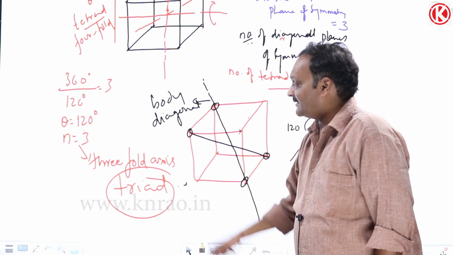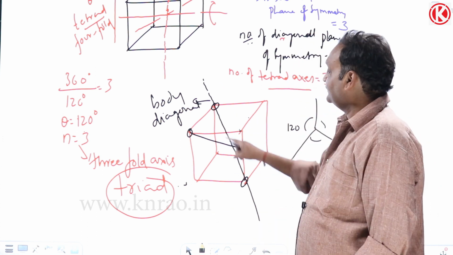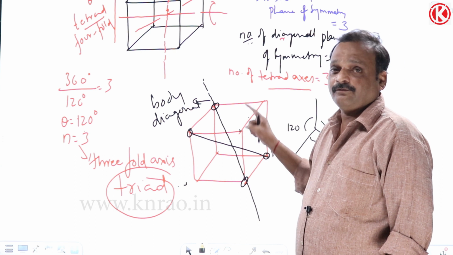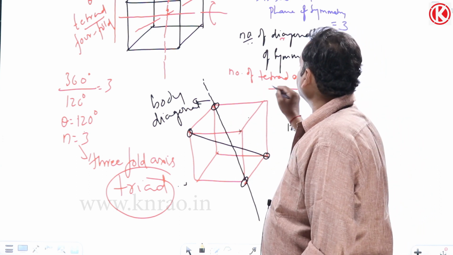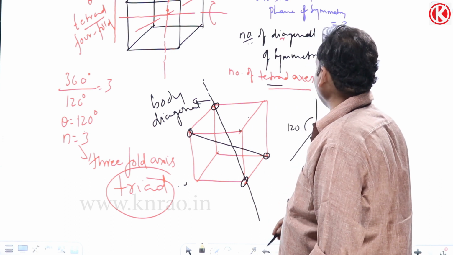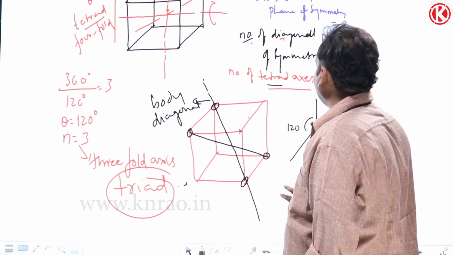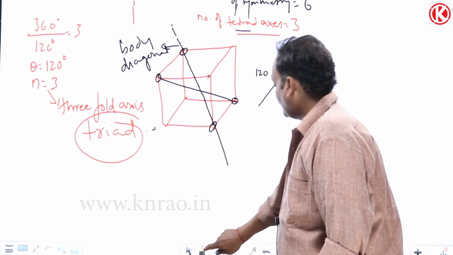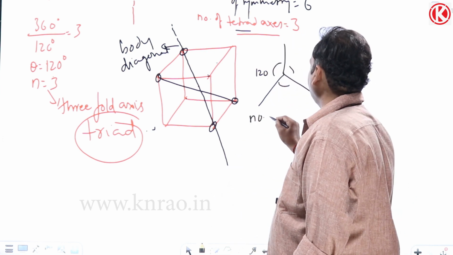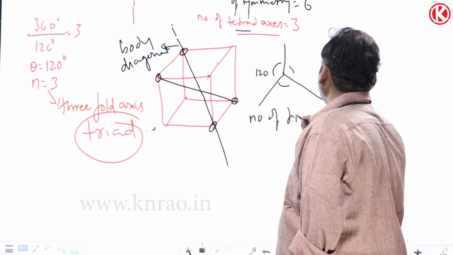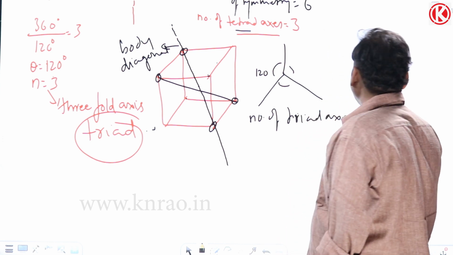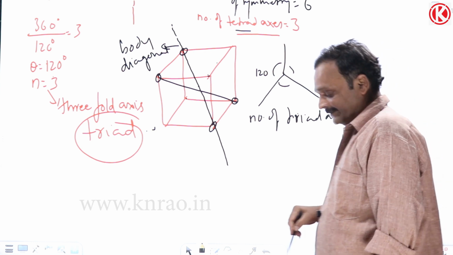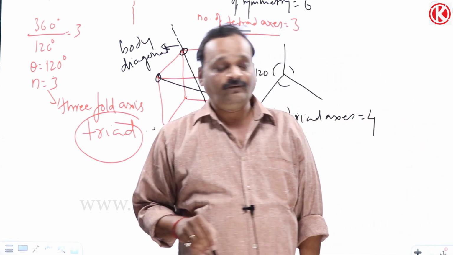How many such triad axes or threefold axes are possible? 4 body diagonals means 4 triad axes are possible. So the number of tetrad axes is 3. Number of triad axes will be 4. Okay, number of triad axes is equal to 4. We write, number of triad axes are 4.